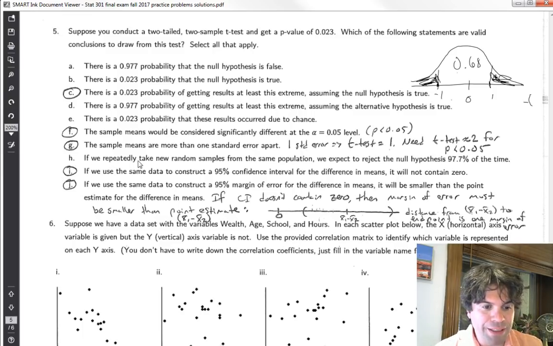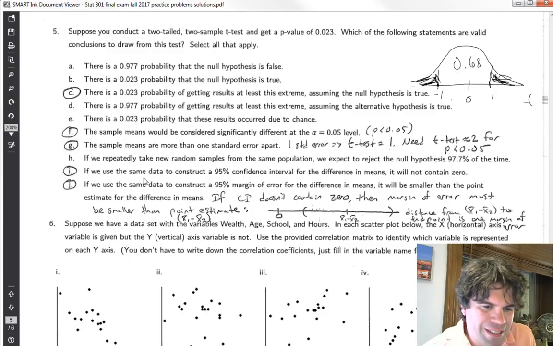Okay, H. If we repeatedly take new random samples from the same population, we expect to reject the null hypothesis 97.7% of the time? No. This repeatedly taking new random samples from the same population, that's part of something that is correct for some of the stuff we've talked about. This is repeated sampling. This is how you get sampling distributions. But the p-value for one sample doesn't tell us what the success rate is going to be for future samples in terms of reject or fail to reject the null.